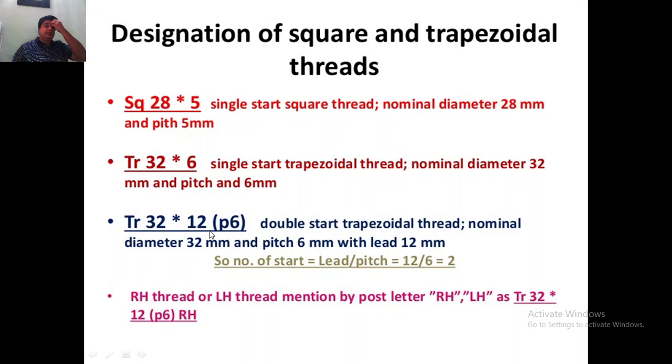So this is how the multiple start threads are designated. The remaining things remain the same here. So you can say that number of starts into pitch gives the lead. And we have right hand threads and left hand threads, which are given as RH and LH. So you can represent this as TR32 star 12 P6 RH. It's a right hand thread. This is the pitch, this is the lead, since 6 into 2 is 12. So it is a double start thread, 32 is the diameter of the screw rod, and the form of the thread is trapezoidal.